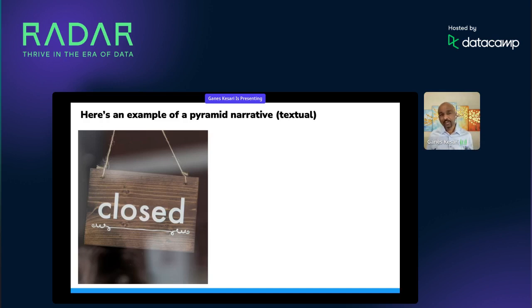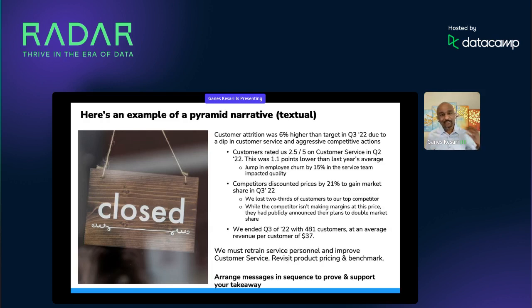Taking the same churn example, here's an example of a pyramid narrative. And by the way, before you go into charts, I always advise my team to think through with text. Don't think with PowerPoint or with charts. Think with text. Write down these bullet points. For example, here we are saying customer attrition was 6% higher than target in this quarter due to a dip in customer service and aggressive competitive actions. This is a summary. This is the takeaway.